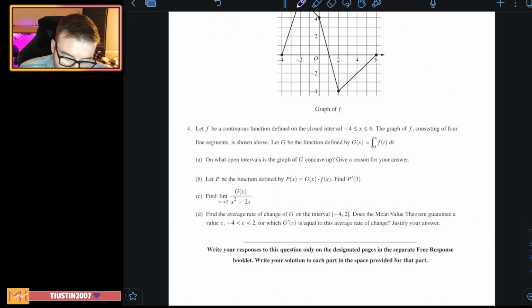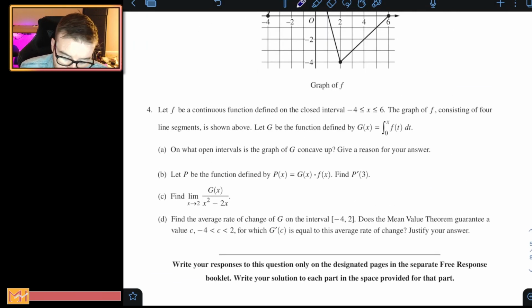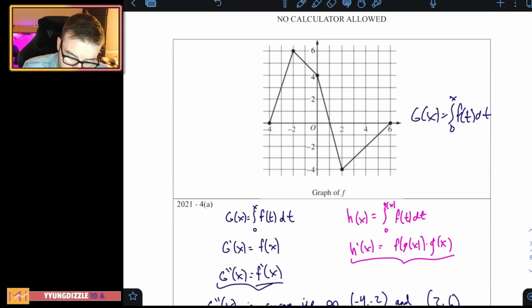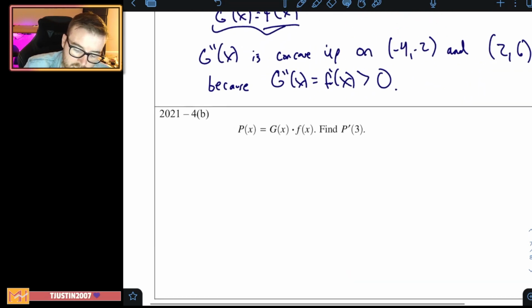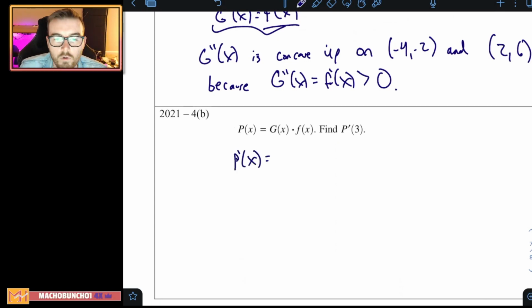Part B. Let P be the function defined by the product shown. Find P prime of 3. So I'm just going to make life easier so I don't have to write that out here. So find P prime of 3. Now let's find P prime of x. First of all, what is P prime of x? This is a product, so we're going to have to use the product rule when deriving.